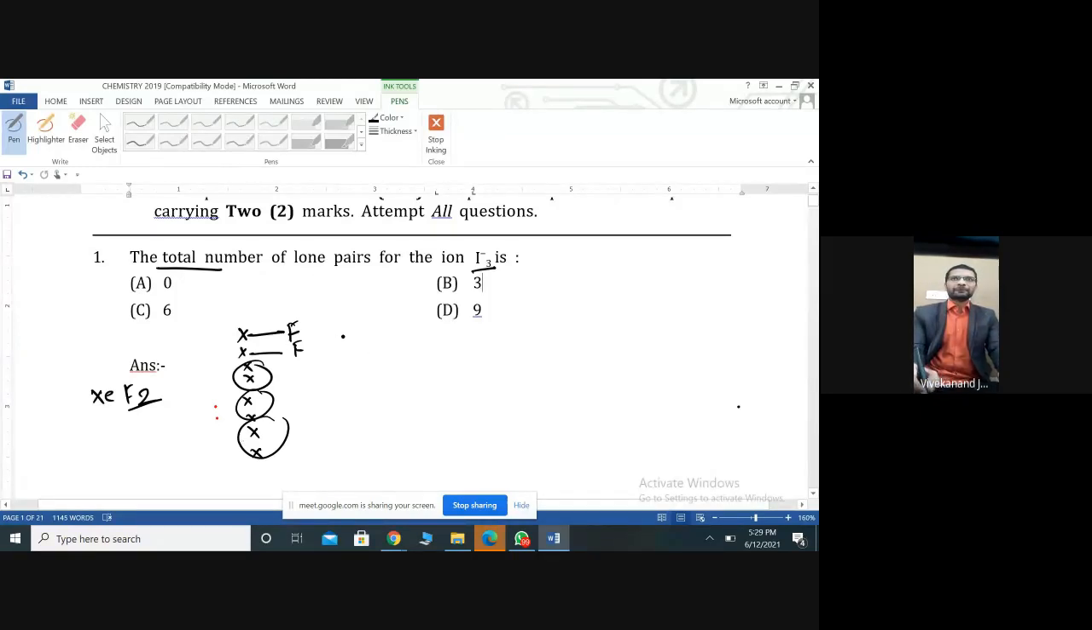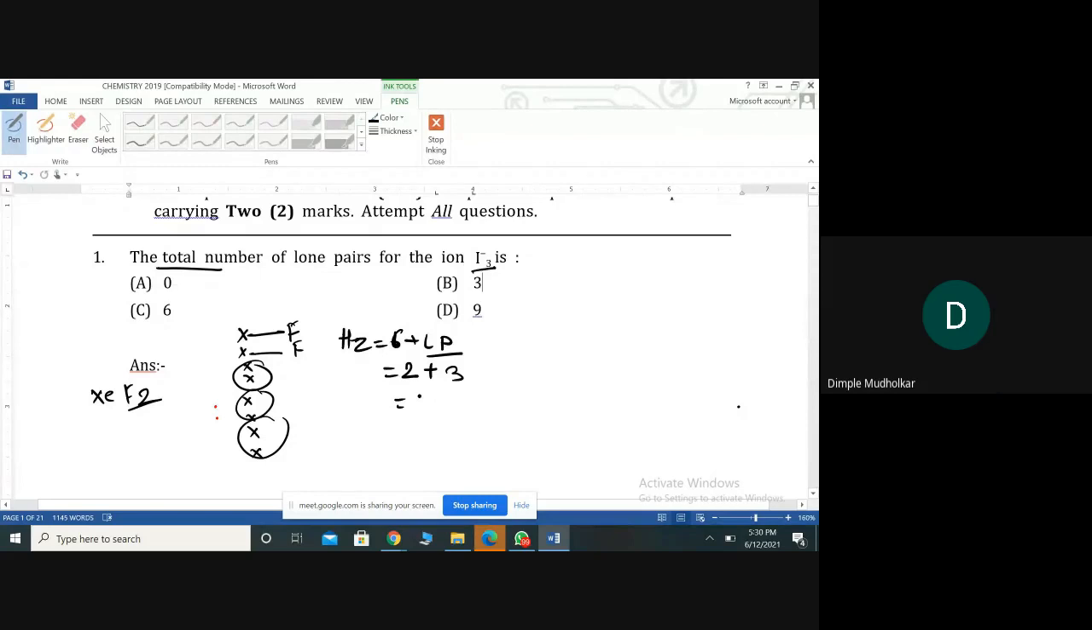Now, we have the formula: hybridization is equal to number of sigma bonds plus number of lone pairs. How many sigma bonds are present? 2 sigma bonds. And how many lone pairs? 3 lone pairs. So the count will become 5. If the count is 5, the hybridization should be sp3d.